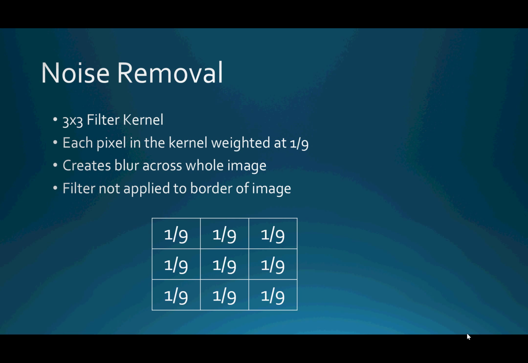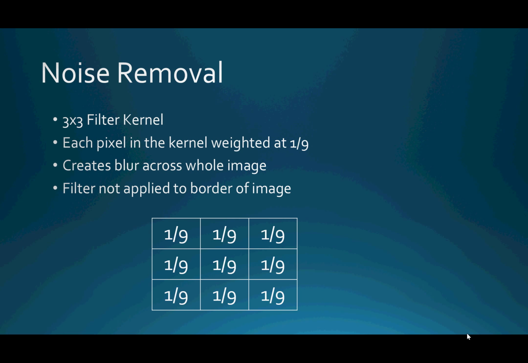Each pixel within the kernel is weighted at 1/9, which means that the center point of the kernel takes the value of the average of all pixels within the kernel. So if the center pixel had an extremely outlying value, then that would be averaged out within the kernel.